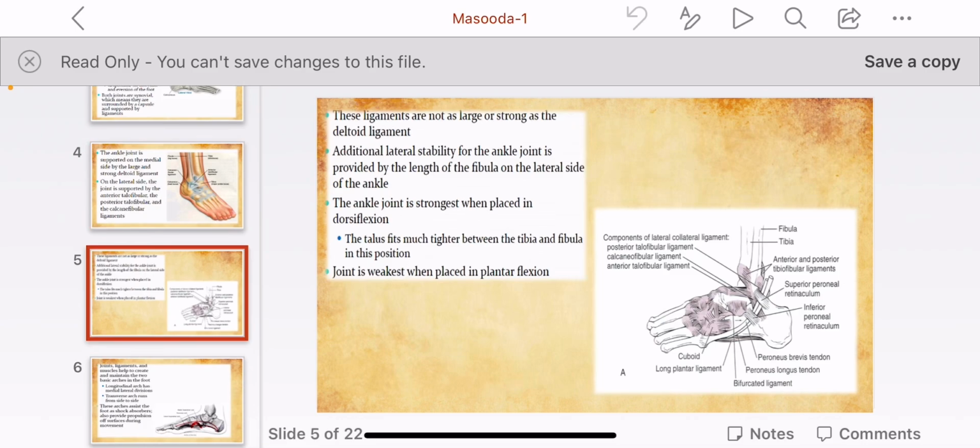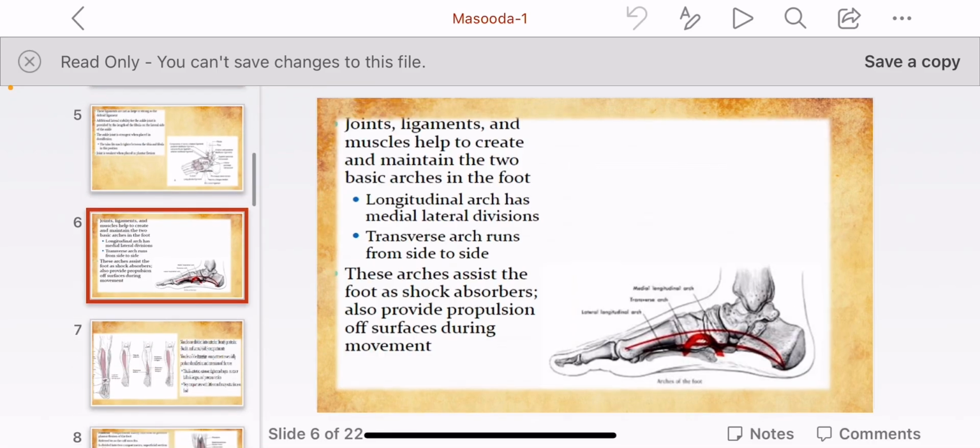Additional lateral stability for the ankle joint is provided by the length of the fibula on the lateral side of the ankle. The ankle joint is strongest when placed in dorsiflexion. The talus fits like a mortise between the tibia and fibula in this position. The joint is weakest when placed in plantar flexion.